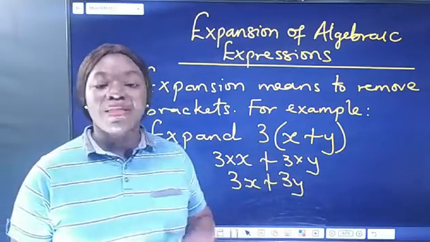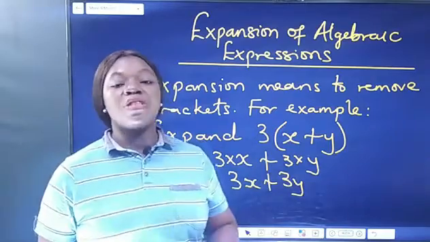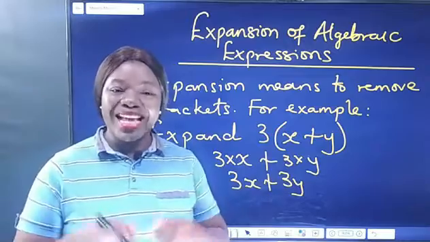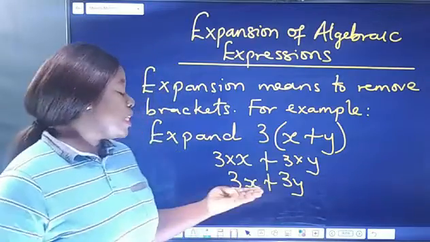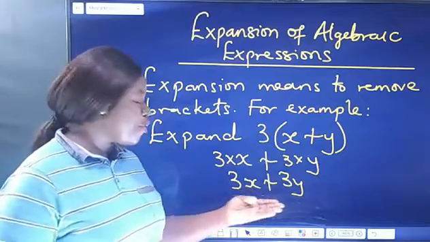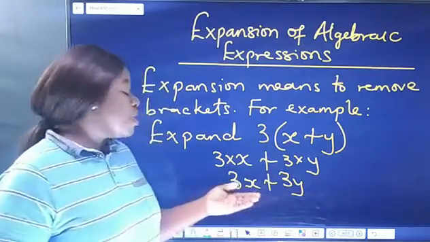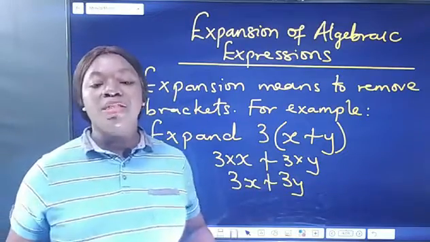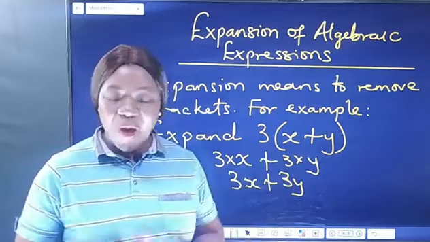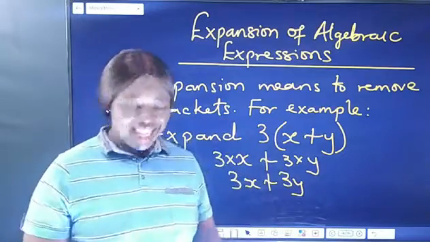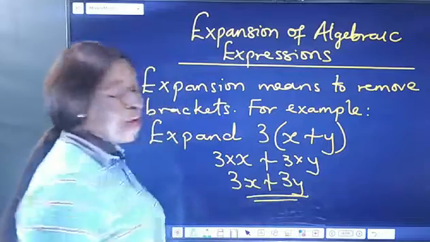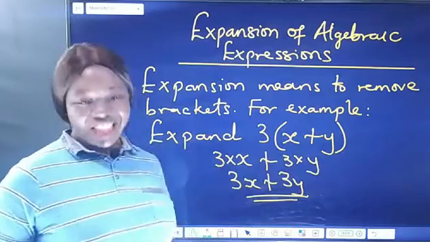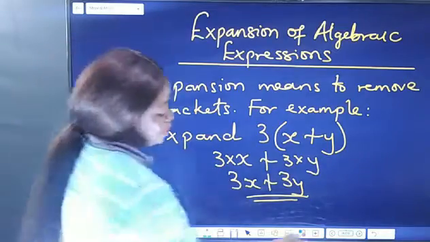Now, when it comes to addition and subtraction of algebraic terms, we can't add or subtract terms that are not alike. It means 3x is different from 3y because 3x is a term in x, 3y is a term in y. So we call them unlike terms because they do not look alike. So this is our final answer. So this is how to expand algebraic expression. Let's see more examples.